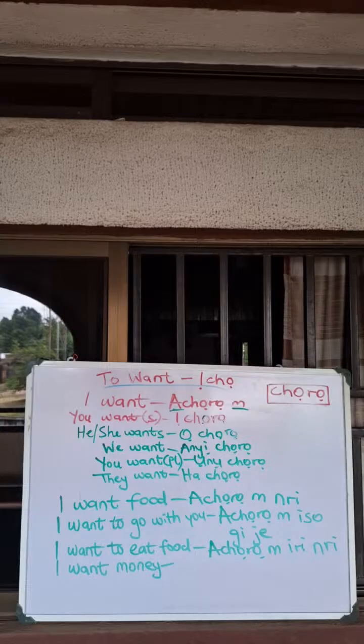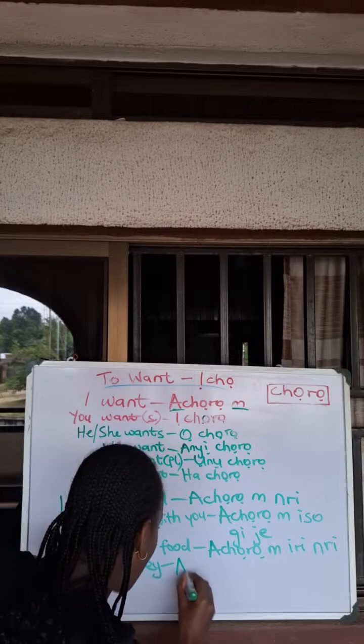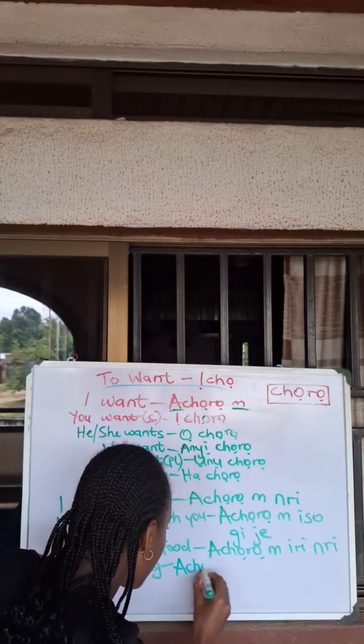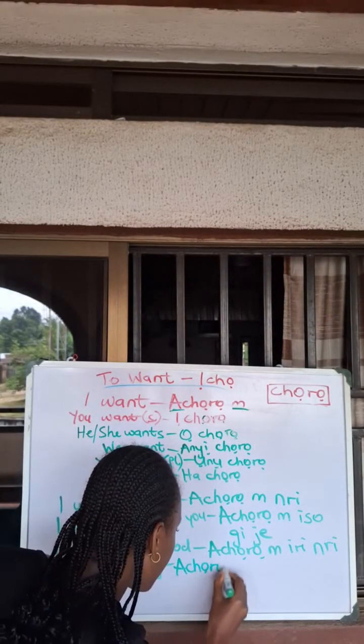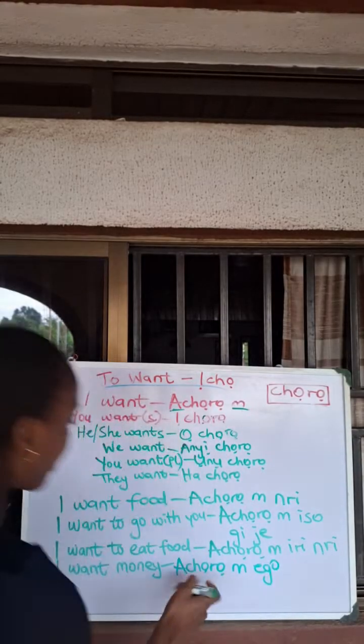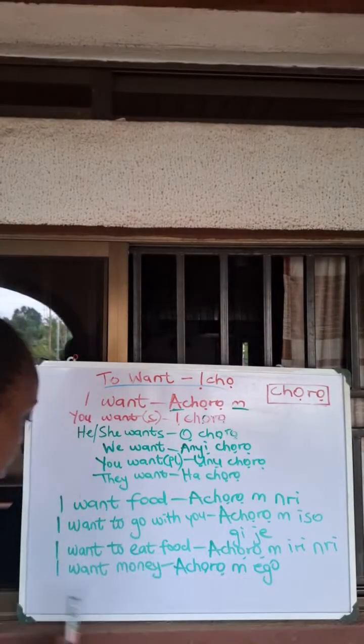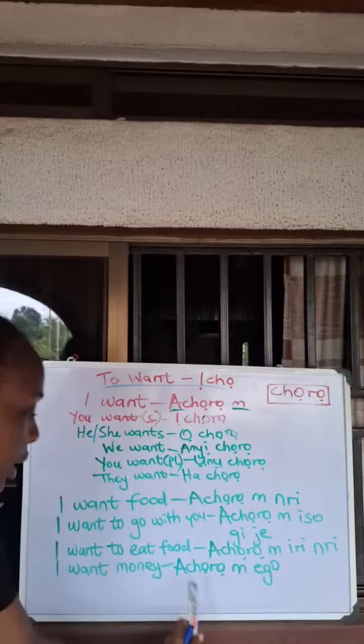Achọrọ m ego. Yes, money is ego. Achọrọ m ego. If you have any other sentence you want us to translate, you can also type that. So money is ego. Achọrọ m ego.